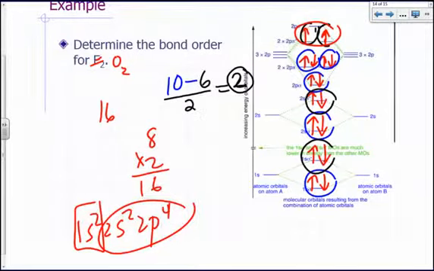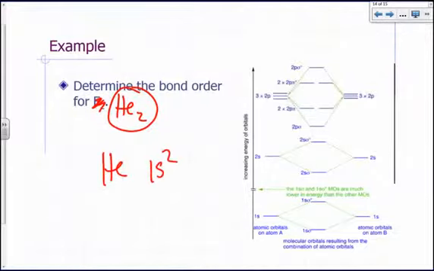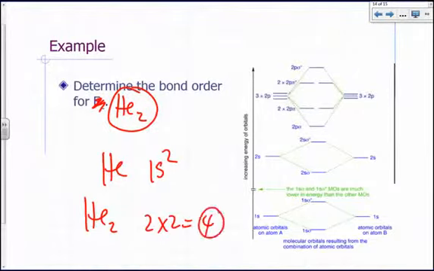Now, if you did nitrogen, you'll find that nitrogen would have 14 valence electrons. So if you did nitrogen, you'll have 2 less, and so your bond order would end up being 3. What about He2? What would be the bond order for a diatomic helium molecule? Well, helium, if you recall, has 2 electrons. 1s2 is the electron configuration for a helium atom, so He2 would have 2 times 2 or 4 electrons.